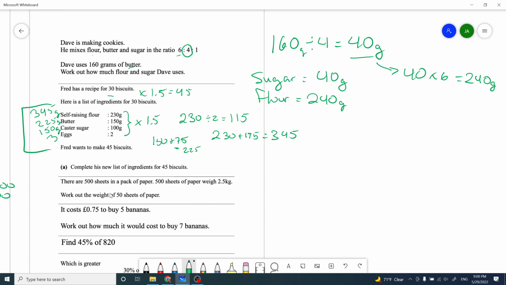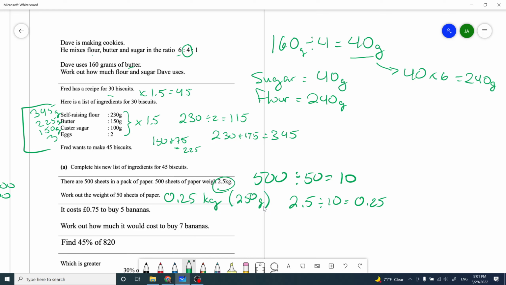Next, there are 500 sheets in a pack of paper. 500 sheets of paper weigh 2.5 kilograms, so we want to work out the weight of 50 sheets of paper. So let's see what fraction or what percentage this is of 500. If we take 500 divided by 50, this is going to give us 10. So we're simply going to take this and divide it by 10 as well. So we take 2.5 divided by 10, which is going to give us 0.25. So you could say this is 0.25 kilograms. Don't forget your units. Or if you wanted, you could say this is 250 grams.